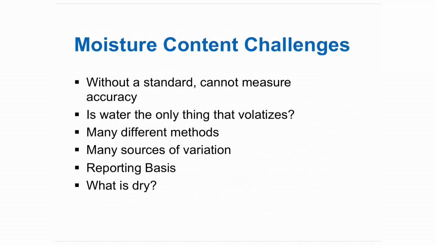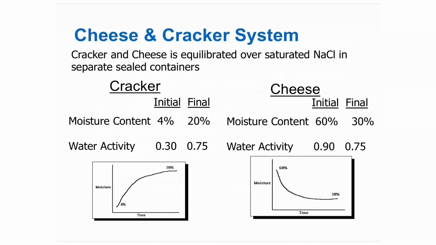And then it's important to understand the reporting basis. Is it dry or is it wet? A lot of times those get used interchangeably, or without any information about what type of moisture content it is. People report it in different ways. And you can't compare a moisture content reported on a dry basis with one reported on a wet basis. They don't directly compare to each other because they're being divided by different values.